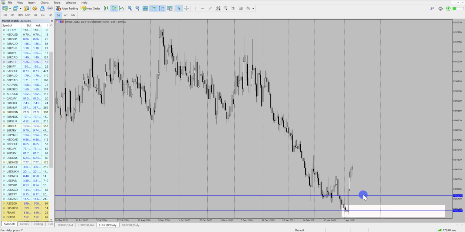Alternatively, we have a level at 0.8562. So again, just simply, if price was to pull back into this area, I'd be looking for long opportunities from here or from back down at around about 0.8499.